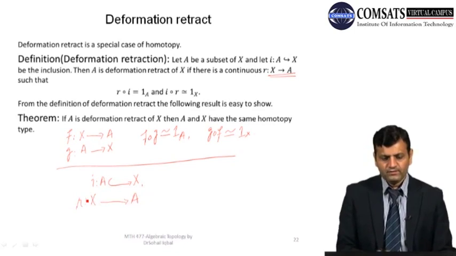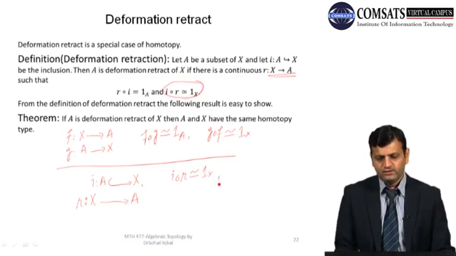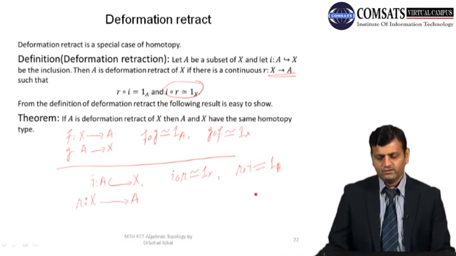Now what about these relations? Let's see what i composition r is. So i composition r should be homotopic to the identity of X, from this condition. And similarly, what is r composition i? This is equal to the identity of A, so of course it is homotopic to 1_A, because homotopy is reflexive. If two functions are equal, then of course they are homotopic.